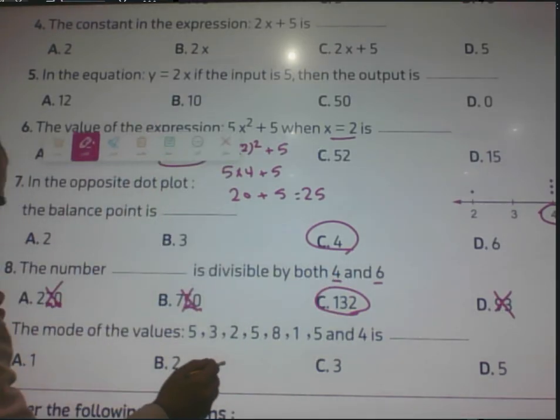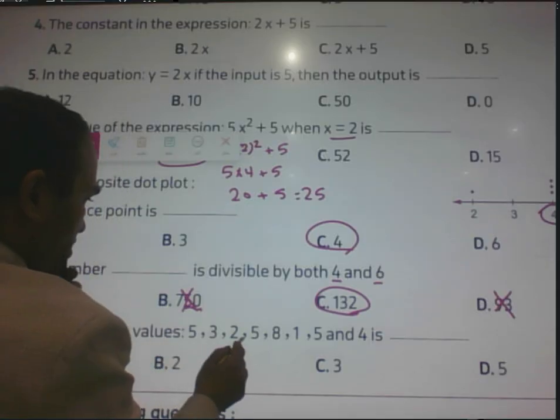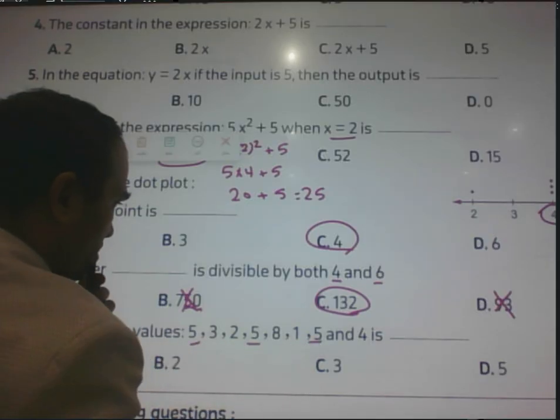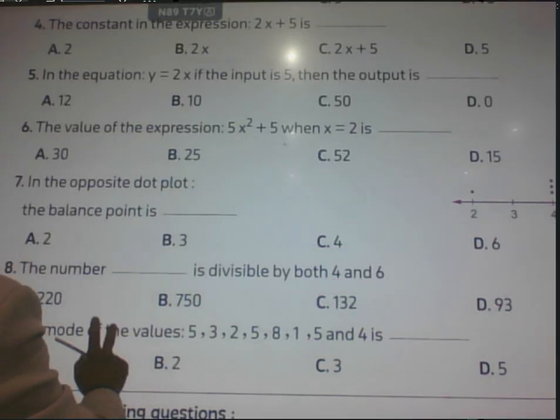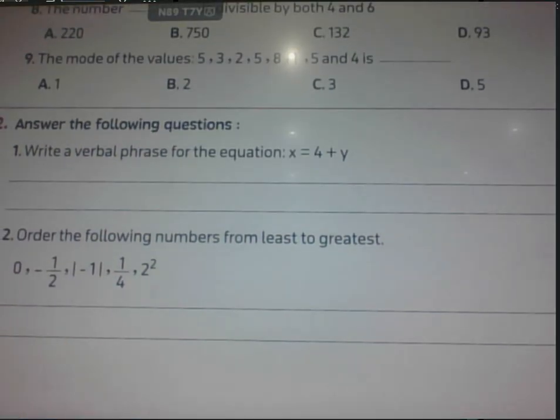The mode of the values here, what's the number that repeats the most? We have 5. Repeating 3 times. Okay, then the mode here will be 5. Next question, number 2. Answer the following question.